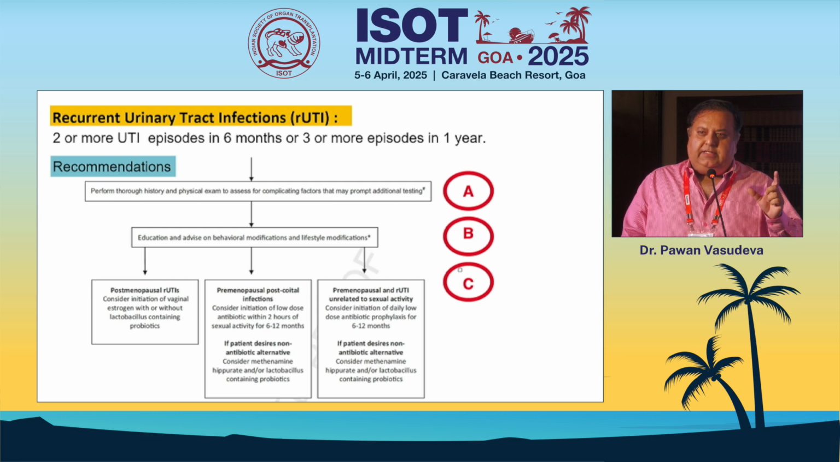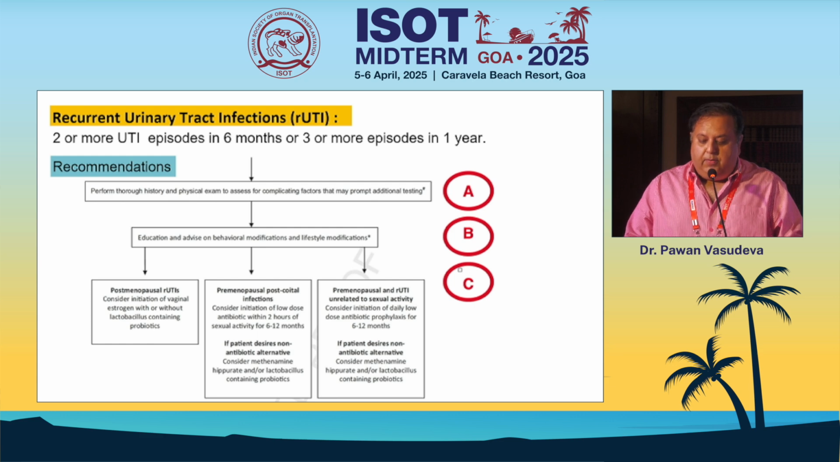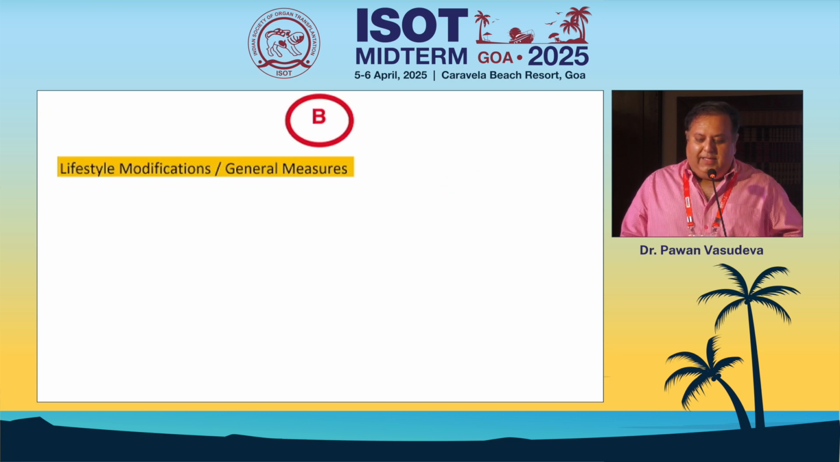The first is, is there a complicating factor that is causing the UTI? The second is the general things that sir mentioned, what lifestyle modifications and what behavioral changes should be in place. And third is, if you don't get any complicating factor, then what are the antibiotic and non-antibiotic antimicrobial things that you need to do in these patients. So we will look at these one by one. We'll take the B and C first.